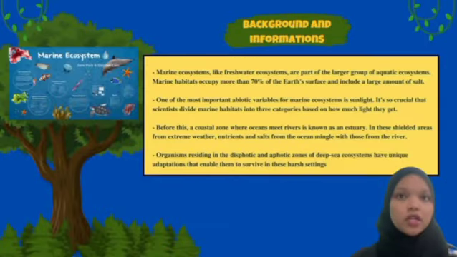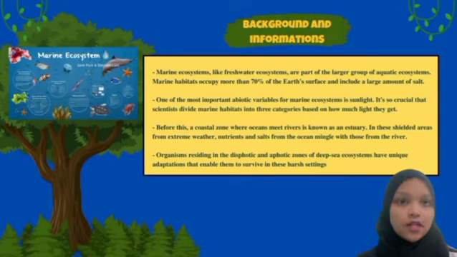Background information. Marine ecosystems, like freshwater ecosystems, are part of the large group of aquatic ecosystems. Marine habitats occupy more than 70% of the Earth's surface and include a large amount of salts. Offshore systems such as the ocean surface, the deep sea, and the sea floors are examples of the marine ecosystem. One of the most important aquatic variables for marine ecosystems is sunlight. It's so critical that scientists divide marine habitats into three categories based on how much light they get.